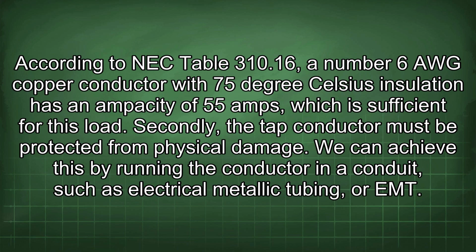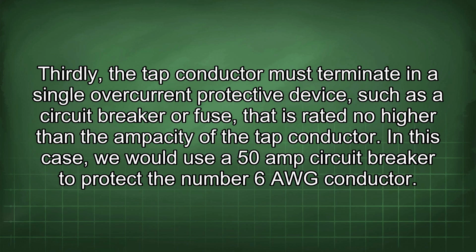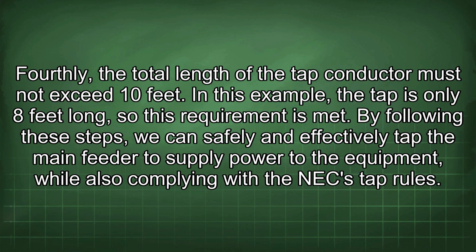Secondly, the tap conductor must be protected from physical damage. We can achieve this by running the conductor in a conduit such as electrical metallic tubing, or EMT. Thirdly, the tap conductor must terminate in a single overcurrent protective device, such as a circuit breaker or fuse, that is rated no higher than the ampacity of the tap conductor. In this case, we would use a 50 amp circuit breaker to protect the number 6 AWG conductor. Fourthly, the total length of the tap conductor must not exceed 10 feet.